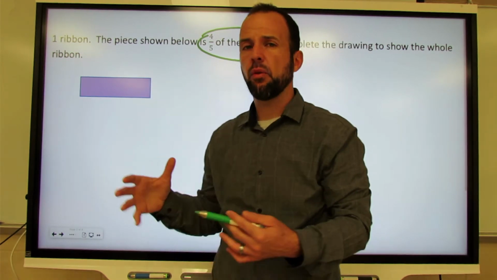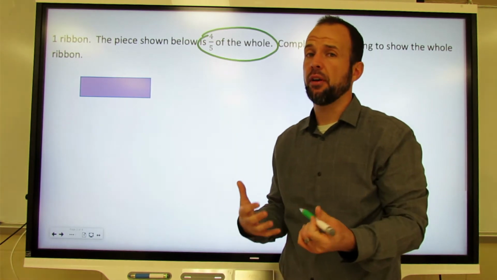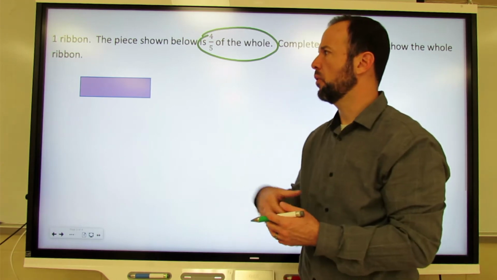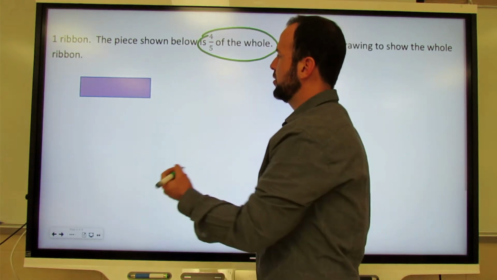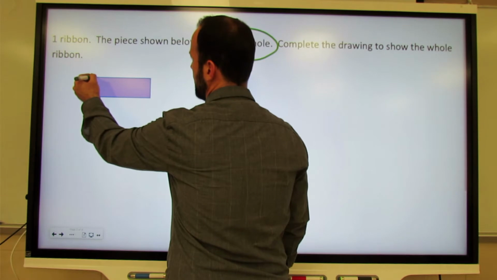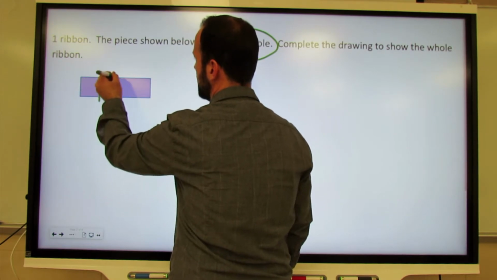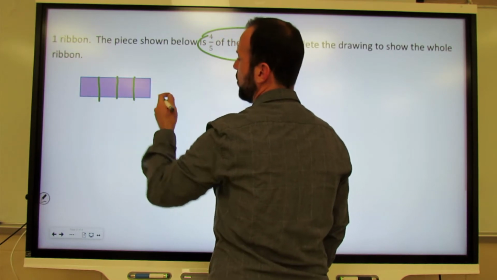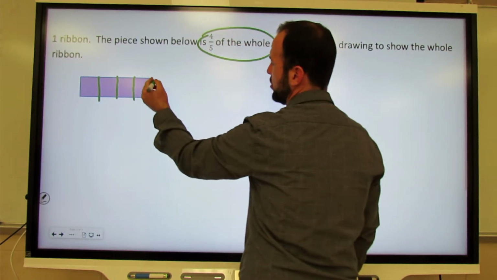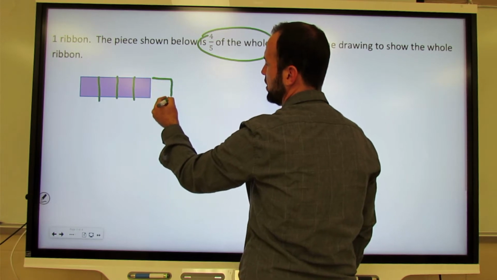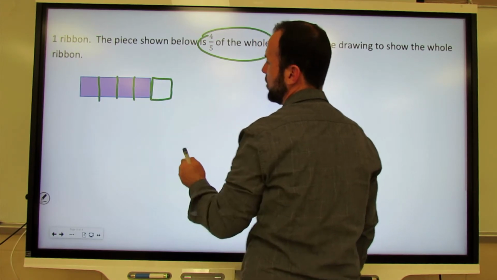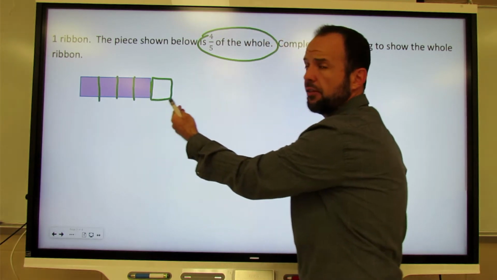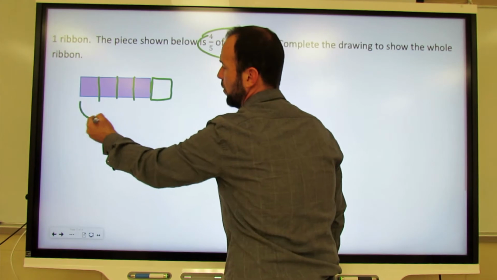Think about that for a second. What do we know about fifths? How many fifths are there in one whole? Think about that. Right, 5/5. There's 5/5 in one whole. We have 4/5 here. So if I take this and I split it into 4 pieces, 1, 2, 3, 4, this essentially now becomes 1, 2, 3, 4 out of those 5 pieces, which would be a whole. So I need to add on one more piece. So now I have 1, 2, 3, 4, 5, 5/5, which is the same as one whole.